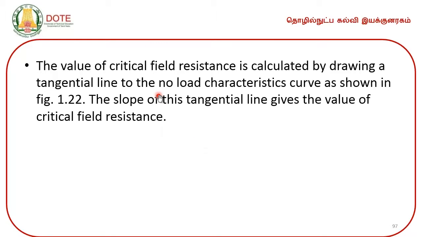The value of critical field resistance is calculated by drawing a tangential line to the no load characteristic curve as shown in figure 1.22. The slope of this tangential line gives the value of the critical field resistance. That is, once you draw a tangential line to the curve, the particular Eg divided by this field current will give you the value of resistance called critical resistance.